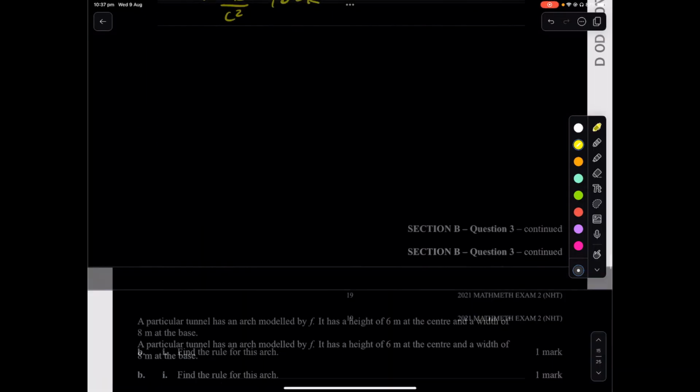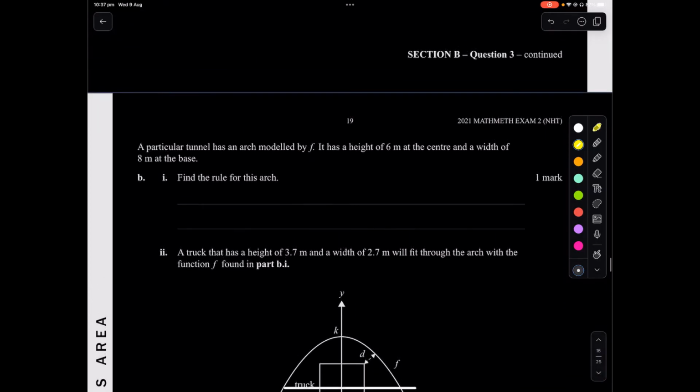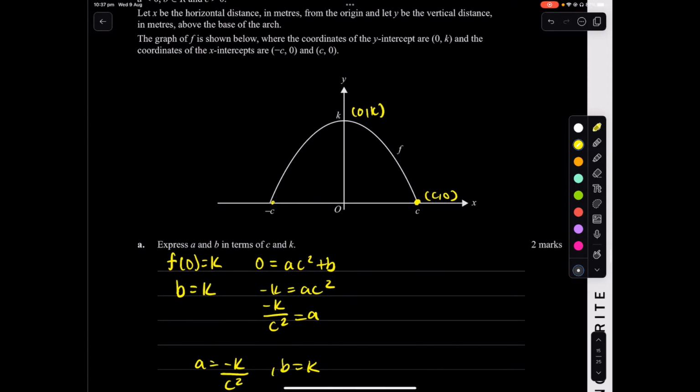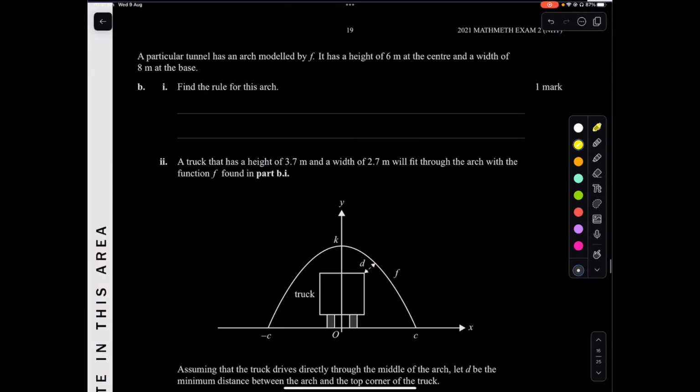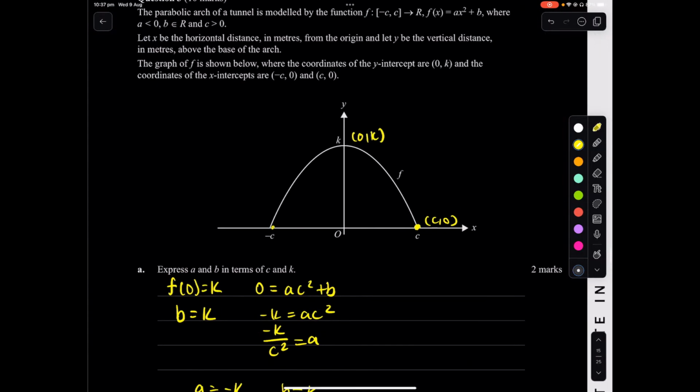These are your two. A particular tunnel has an arc modeled by f. So it has a height of 6 meters at the center. So your k value here is 6 meters. And a width of 8 meters at the base. So this whole thing is 8. So your c value is 4 for this one.